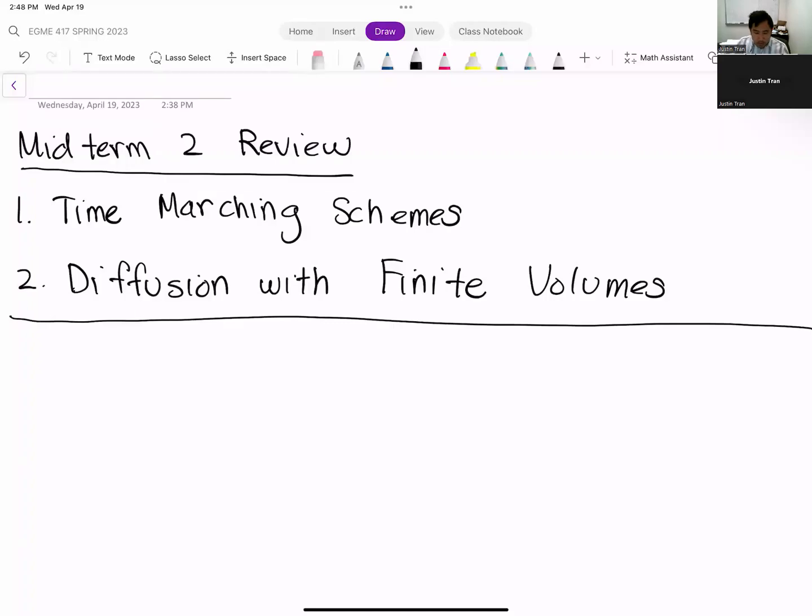Okay, so this is the review session for EGME 417 in spring 2023 for midterm 2. For midterm 2, we only had two homeworks associated with this midterm. The first is homework 4, which has to do with time marching schemes, and homework 2 was about diffusion with finite volumes. So I wanted to review both today. All right, so let's start with time marching schemes.